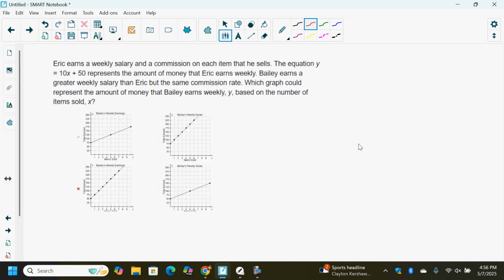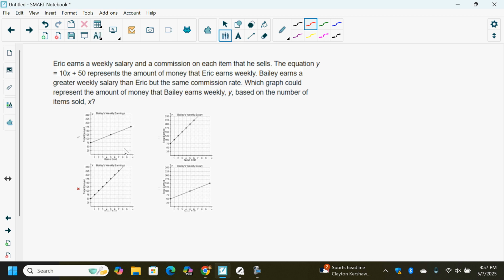Okay. Eric earns a weekly salary and a commission on each item that sells. Y equals 10x plus 50 represents the amount of money that Eric earns weekly. Bailey earns a greater weekly salary than Eric, but the same commission rate, which means it has the same slope. So we're looking for a graph that has a slope of 10, but started out higher. So the reason that it wasn't the one that you chose is you did 50 and did a slope of 25.